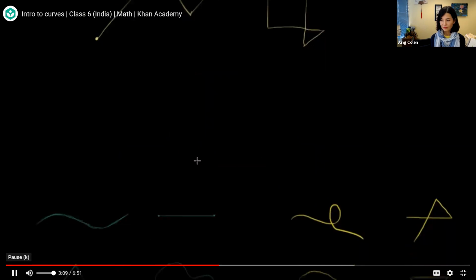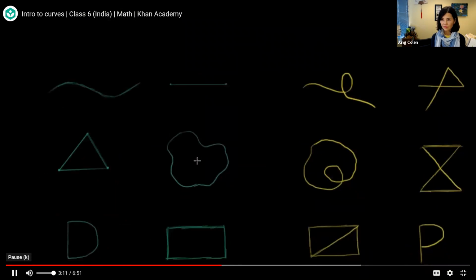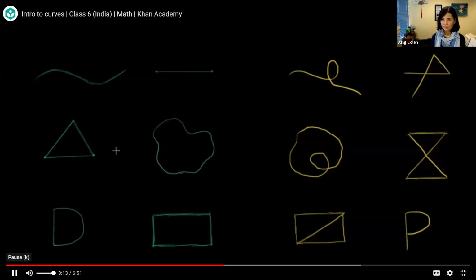If I take you down here, you see some curves over here on the left and some more curves over here on the right. Can you take a minute? Just pause this video now. Take a minute to see, is there a difference between these two? And if so, what is that difference?